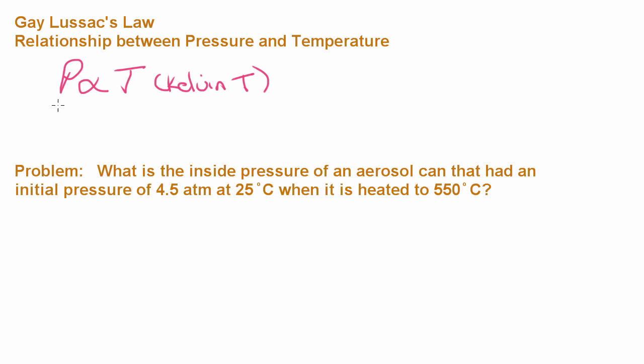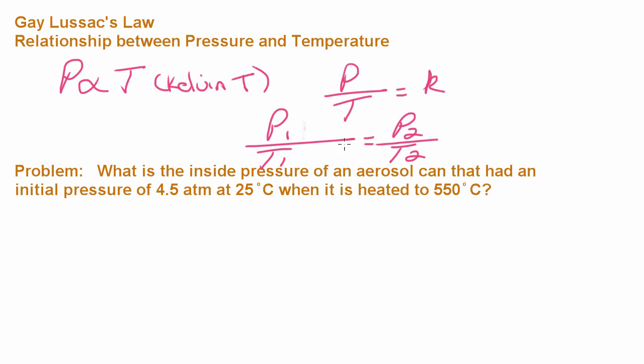Okay? So again, just like with the other gas laws, to make this a mathematical statement, I'm going to need a constant. So what we can say is that pressure over the temperature is equal to a constant K. And because of that, I'm able to relate initial and final conditions. So what we have here is P1 over T1 equal to P2 divided by T2.